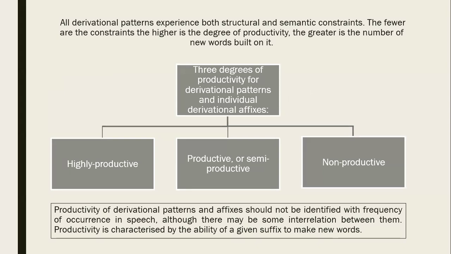All derivational patterns experience both structural and semantic constraints. The fewer the constraints, the higher is the degree of productivity, and the greater is the number of new words built on it. There are three degrees of productivity for derivational patterns and individual derivational affixes. They are highly productive, productive or semi-productive, and non-productive.